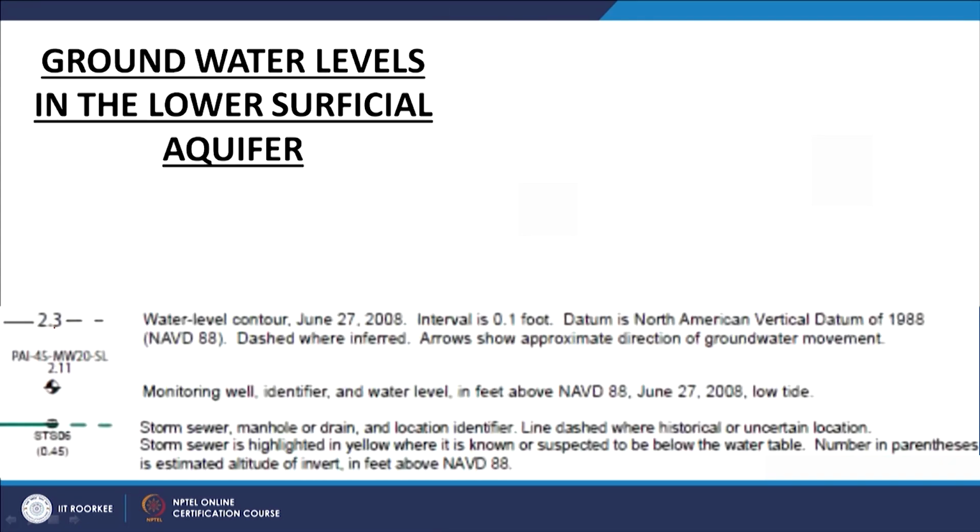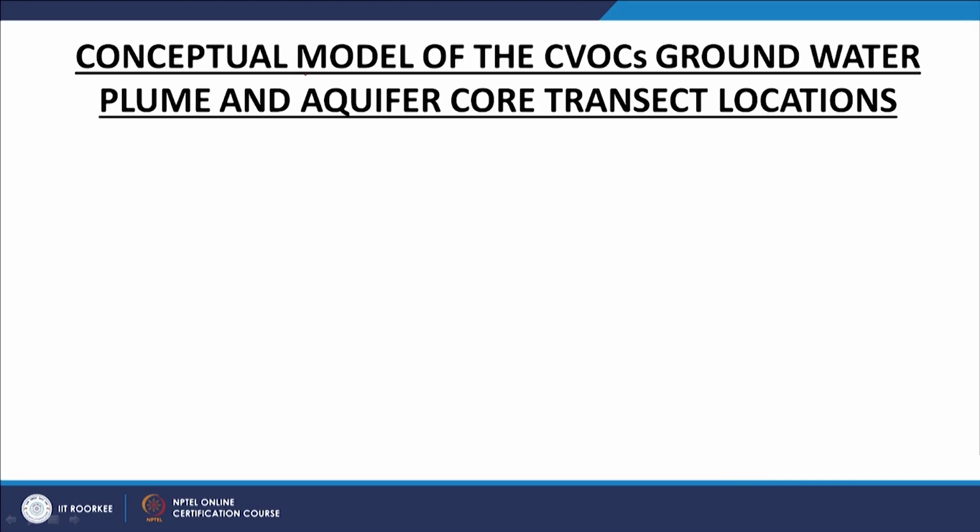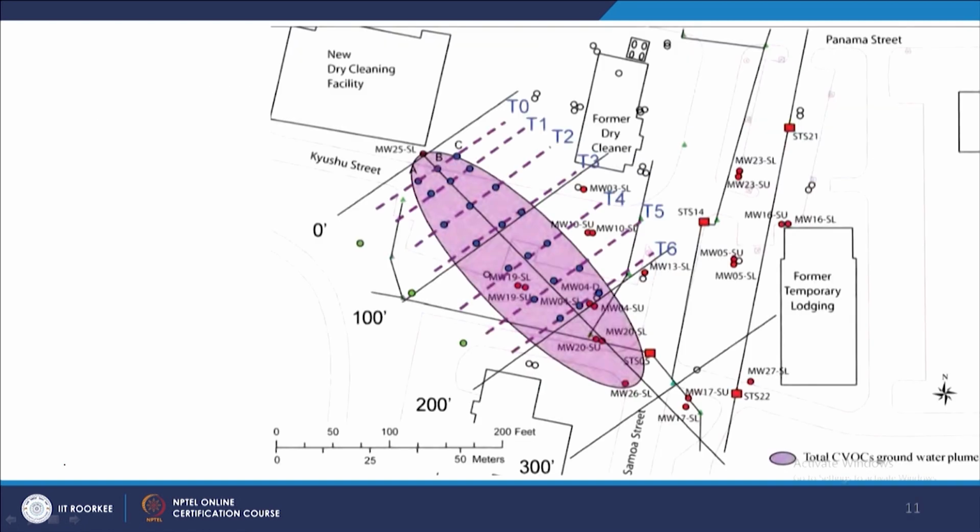And what have we looked at? More or less the groundwater levels and so on. They looked at monitoring wells and so on, so I will skip this. So, what is the conceptual model for the CVOCs and aquifer core locations where they collected the samples now, right? What is the relevant conceptual model now? So, let us look at that particular aspect.